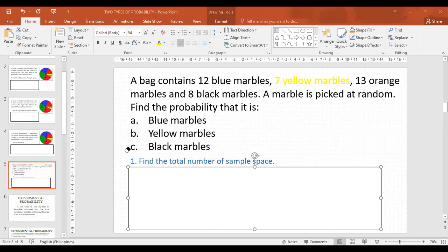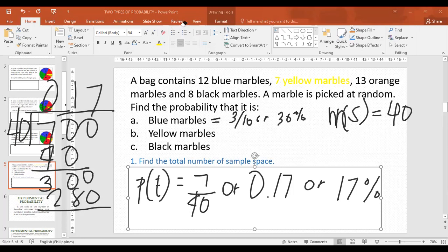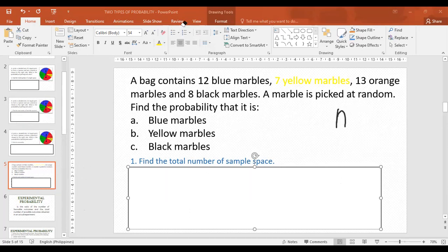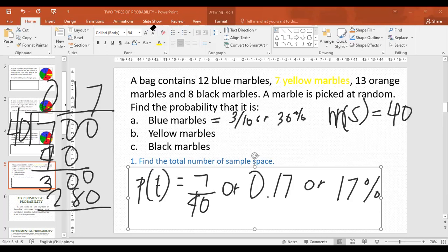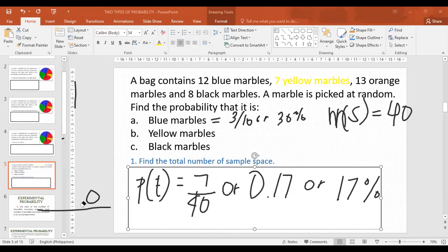Okay. Letter C, black marble. So we have 8 black marbles. Ibalik na lang natin. Ayan. Medyo magulo ng ating board. Okay. So, let's write yellow marble. We have 17%.